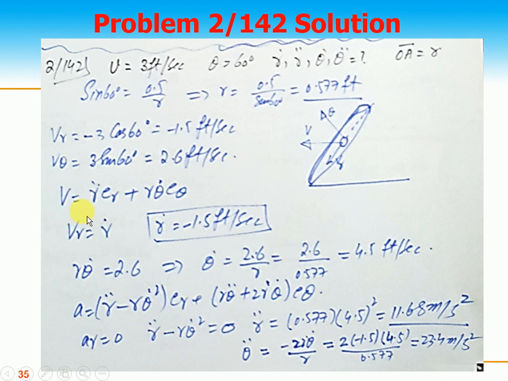We know that v is equal to r dot er. So vr is r dot, right? So r dot is 1.5 feet per second, and r theta dot is 2.6. So theta dot is 4.5 feet per second. The two requirements have been met.